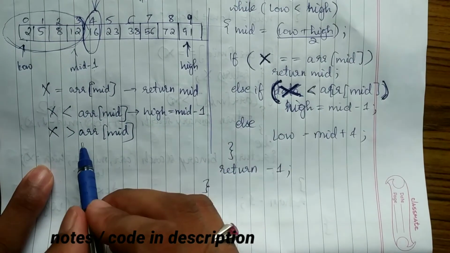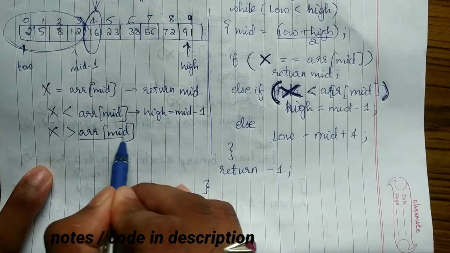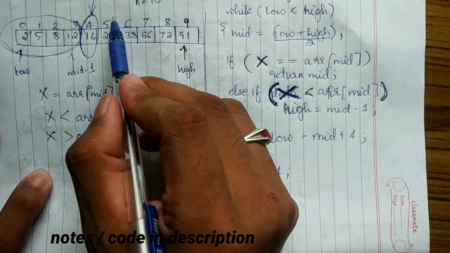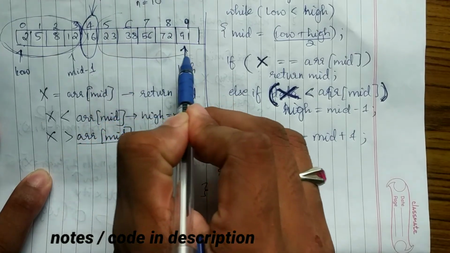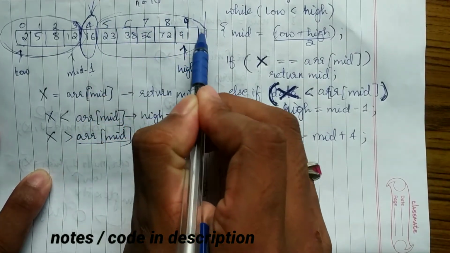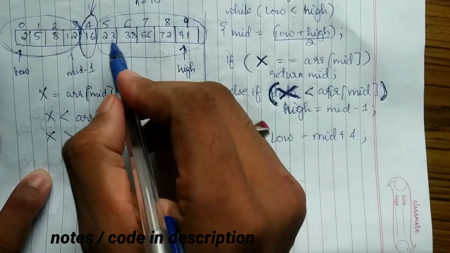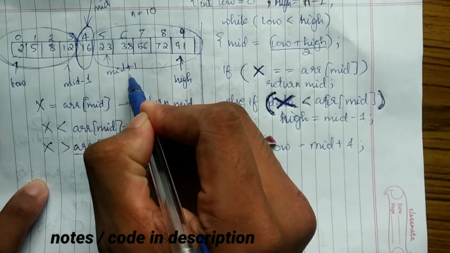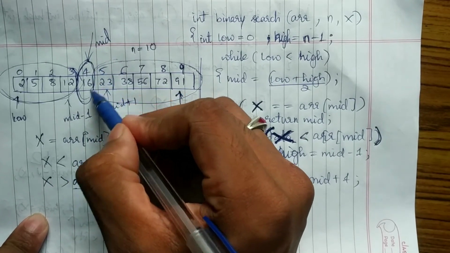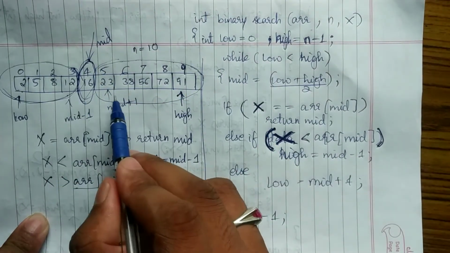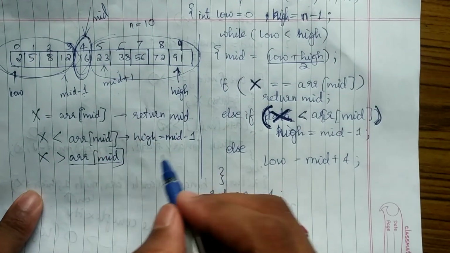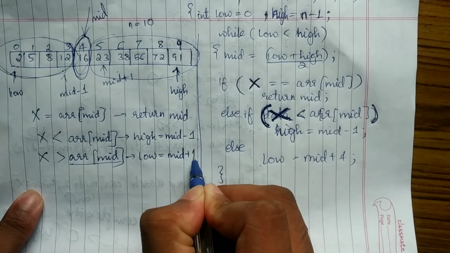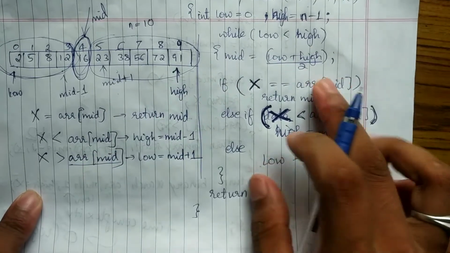And the last case is if x is greater than array of mid. If x is greater than array of mid, then the element to be searched will be present in the right half, that is here. So in this case, we'll make low as mid plus 1. This is nothing but our mid, right? So this becomes mid minus 1 and this becomes mid plus 1. So we'll change low to mid plus 1. So this is what we'll do in the code.